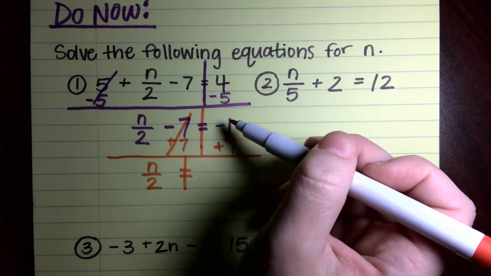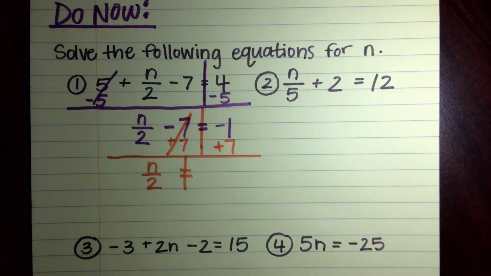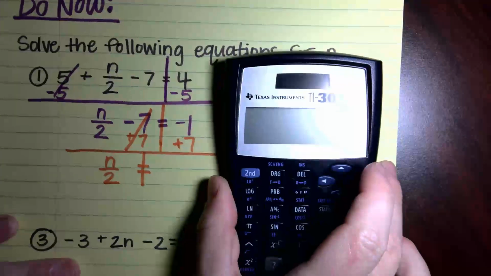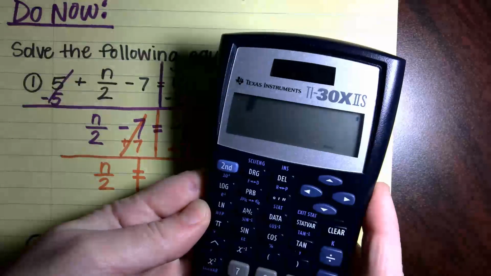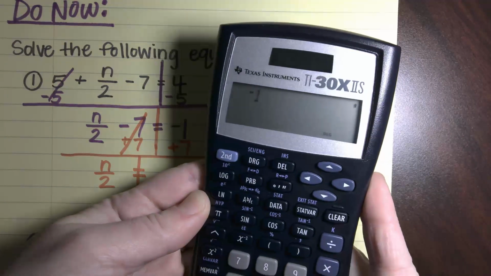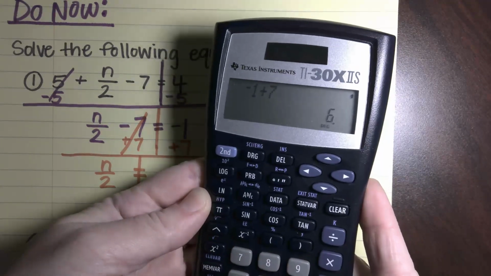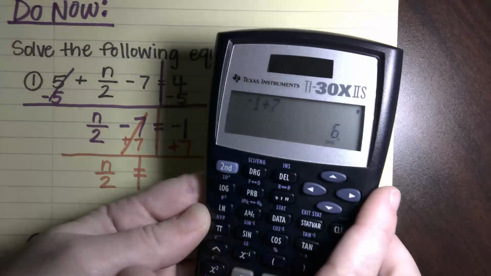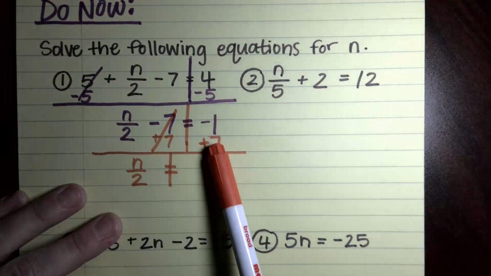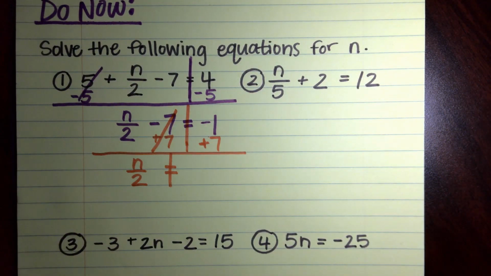Okay, so if I do negative 1 plus 7, I'll do it on my calculator too to show you that it is the same. I'll do negative 1 plus 7, and I'm going to get positive 6. Just like if I did 7 minus 1, I'll get positive 6.